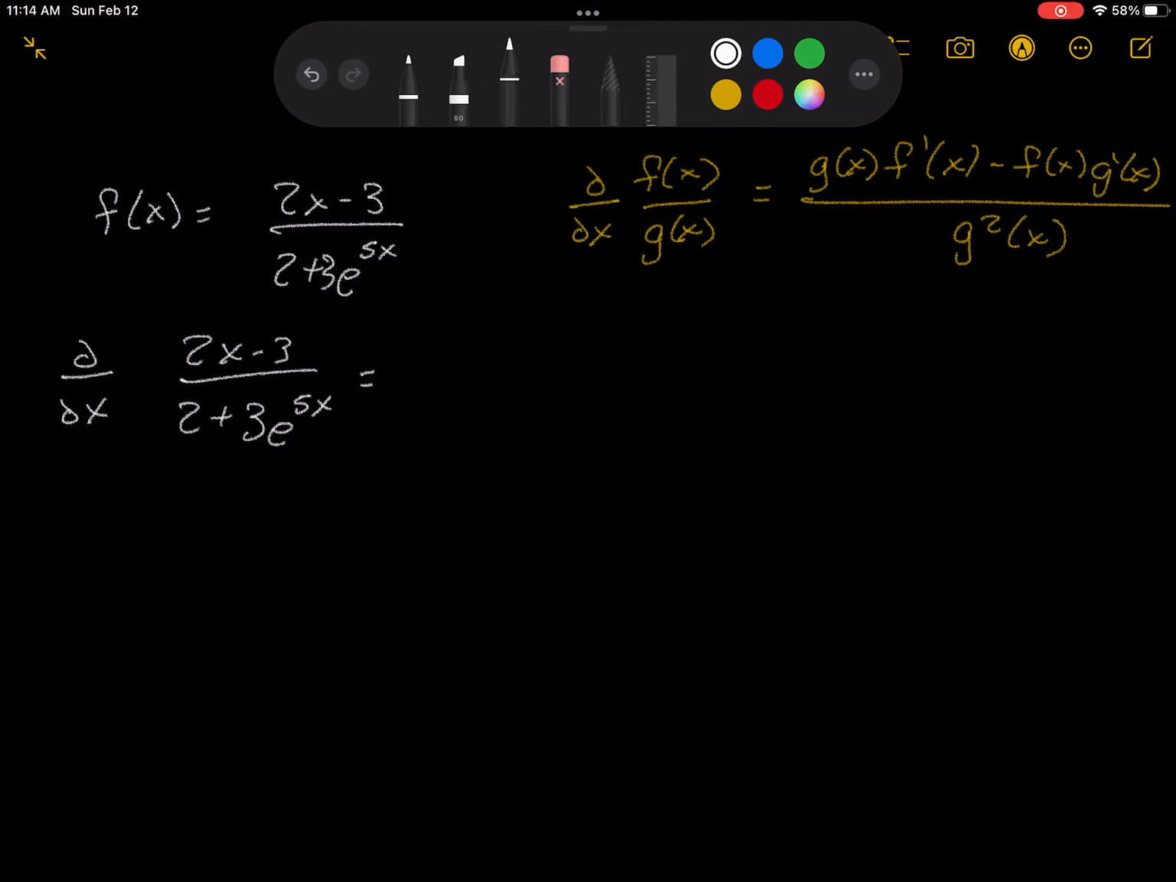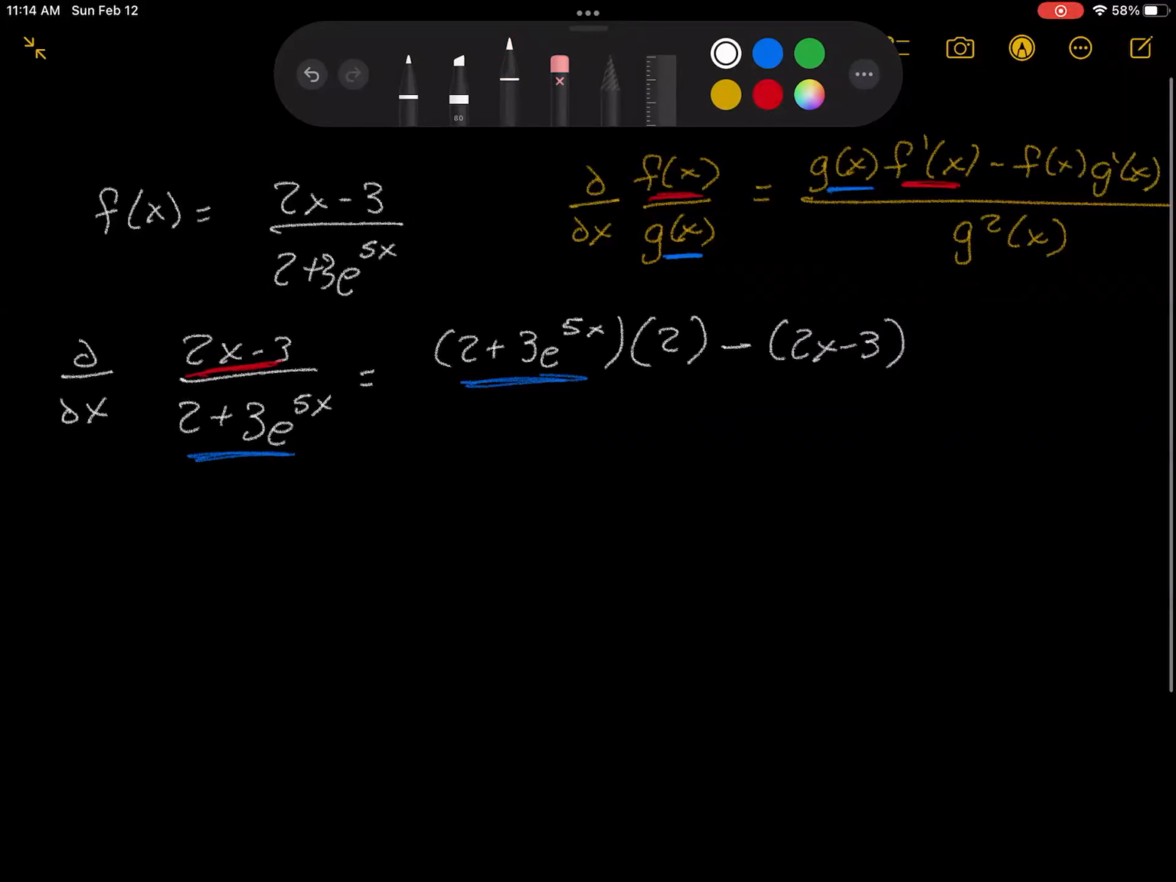So according to my pattern, and maybe we'll do another problem after this, it is low, my denominator just copied down. So low and then d high, right, the derivative of the numerator, minus high, d low.